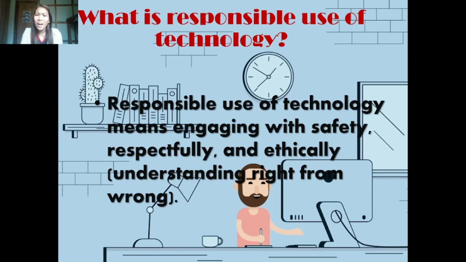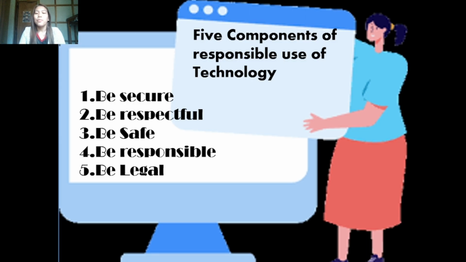First, what is the responsible use of technology? Responsible use of technology means you are engaging safely, respectfully, and ethically. Ethically means you are understanding right from wrong. So that is the responsible use of technology. Now we will proceed to the five components of responsible use of technology.